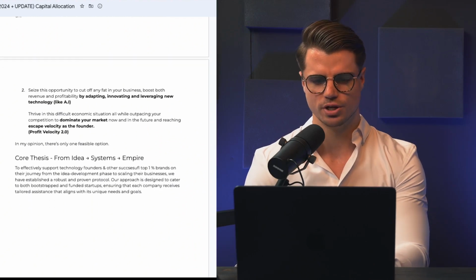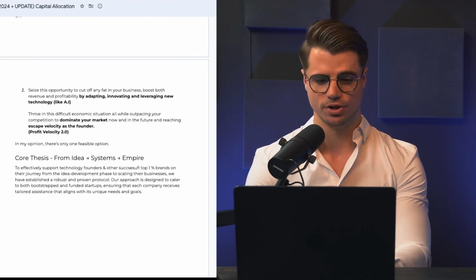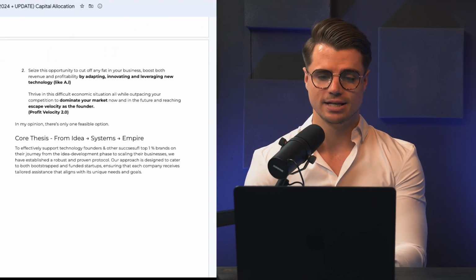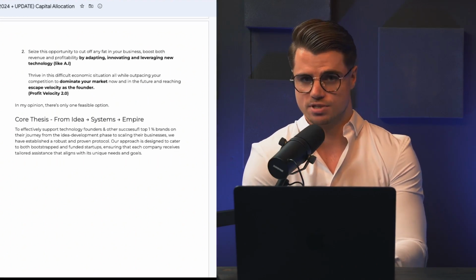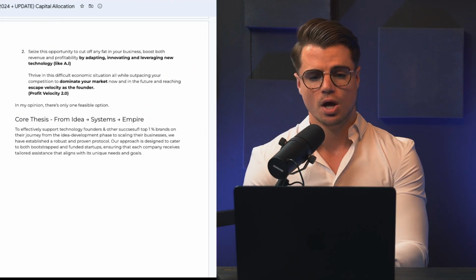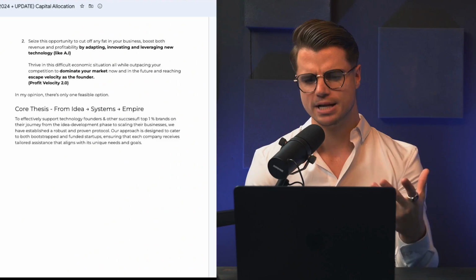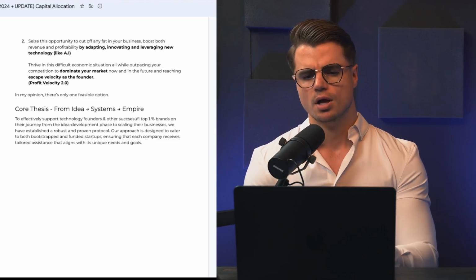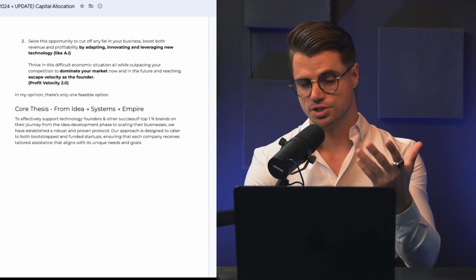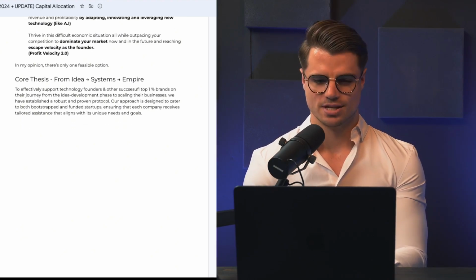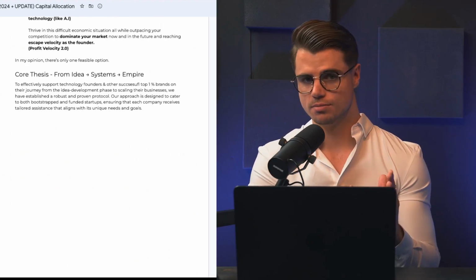So you want to seize this opportunity, and you basically want to cut the fat in your business, and you want to boost both revenue and profitability by adapting, innovating, and leveraging new technology like AI as one example, but there are many other sets of leverage which you can use better in my opinion. So let's basically look at this. From the economic situation, while you're outpacing your competition to dominate your market, now and in the future, you're reaching escape velocity as the founder, which I mentioned, right? So let's quickly look at the core thesis: from idea to system to empire.